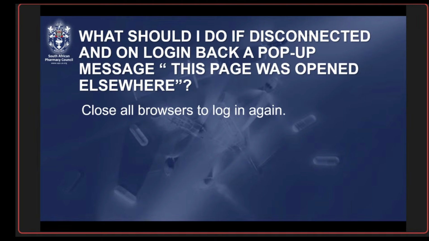What should I do if I disconnected and on login, I have a pop-up message that this page has been reopened? You have to close all the browsers that you have open. Clear history, that is important. Clear any history for the last 24 hours because it might be in the background that it is still open in the browser. Use another browser. So there are three options available. If you're using Google Chrome now, then you can change to Microsoft Edge and that shouldn't be a problem.